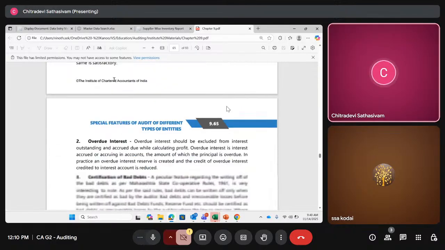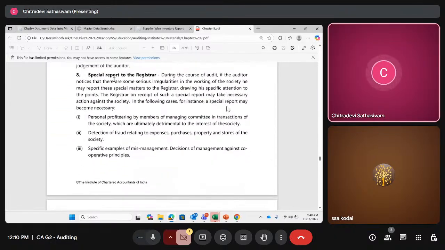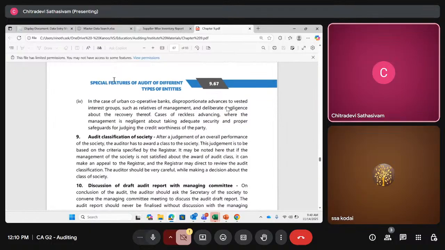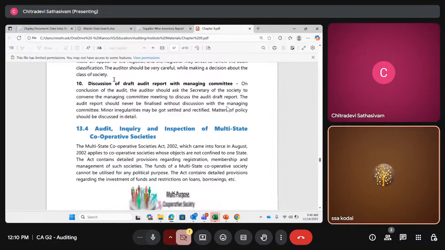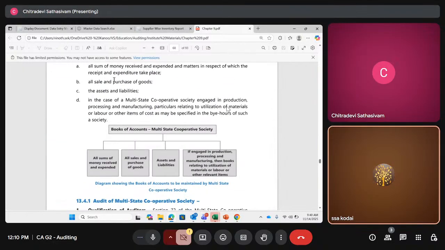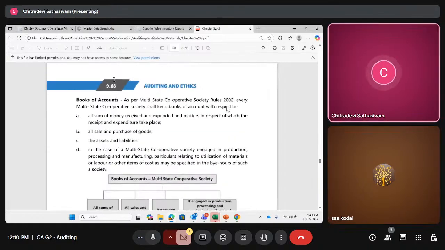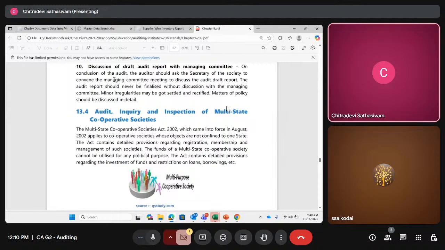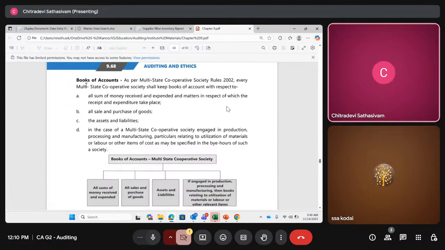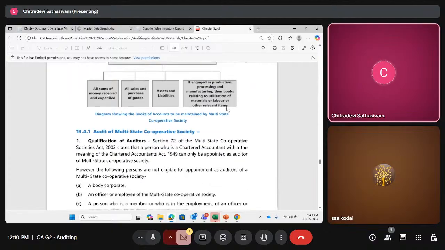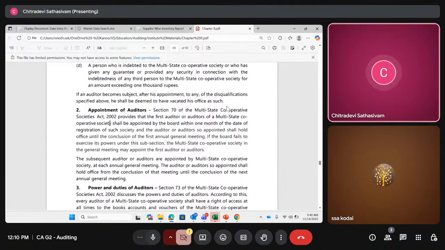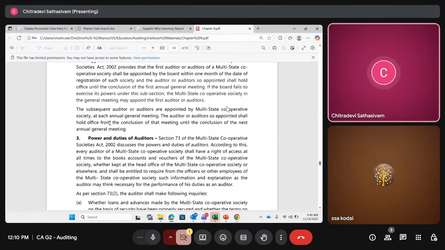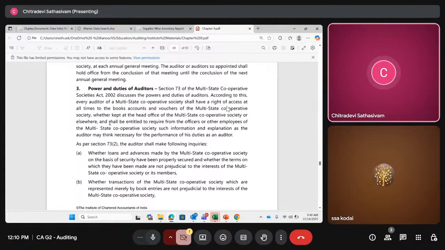So if you go to the multi-state cooperative society, it is all the same things only. Again, you see multi-state cooperative societies, same thing, the same headings. Books of accounts examination, and also qualification. Who has to do the audit? Go through this. If you come across any area you are not able to understand, please let me know. The only thing is the provisions might differ.